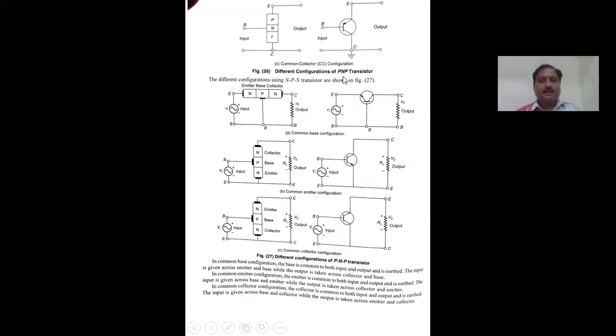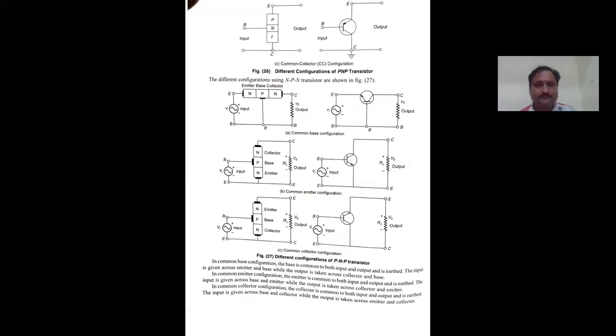We observe the output in the NPN transistor when we apply a battery. When we apply a signal, the output is also a signal. The signal can be observed as in the rectifier, where we get the ripples, positive peak and negative peak.